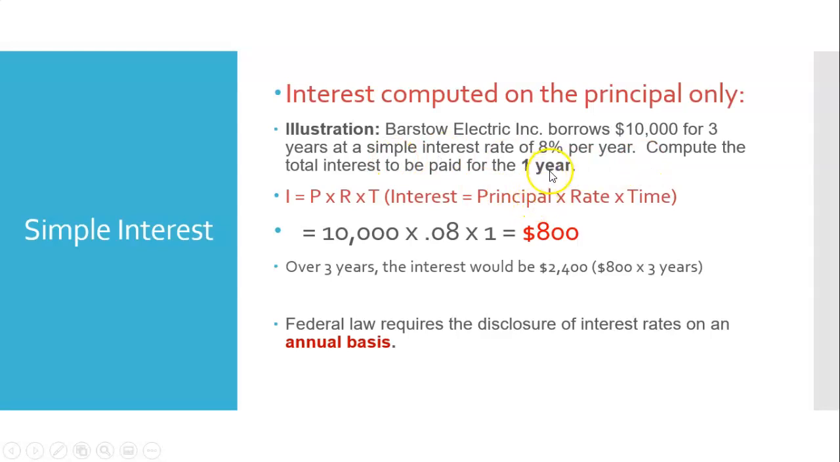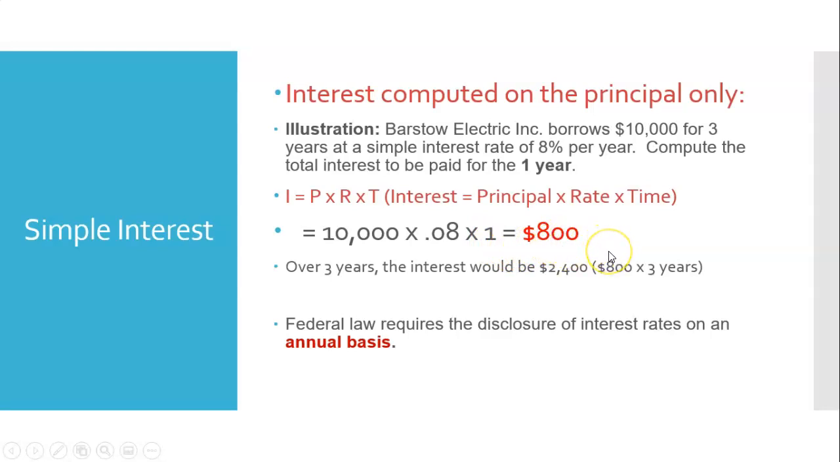We want to know how much interest there would be for 1 year. We use our simple interest formula. I'm sure you've had this formula in other classes by this time, and that interest is the principal times the rate times the time. So our principal in this case is the 10,000. Our rate is 8%, and we put that in terms of a decimal. We move the decimal over 2 places to the left, we get 0.08, and times 1 year. So that's $800 for a year.